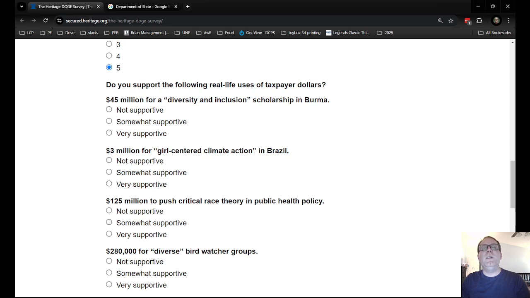Do you support the following real-life uses of taxpayer dollars? Oh, this is back to spending again. $45 million for a diversity and inclusion scholarship in Burma. Is this a real thing? I guess it is. They said real life. That's kind of a weird way to say that. I would expect a little more formality on a survey. But $45 million for a diversity and inclusion scholarship in Burma.